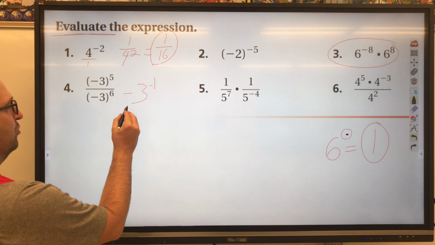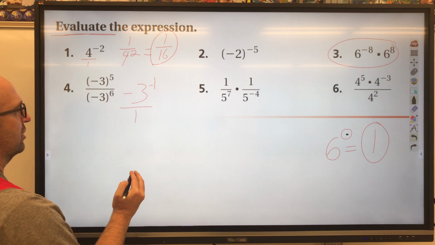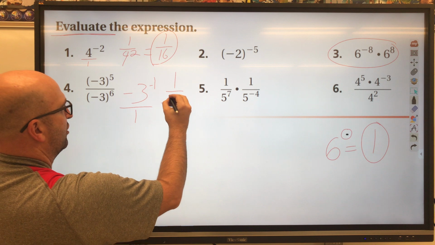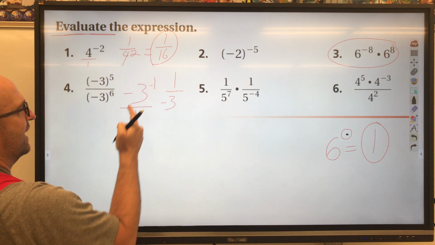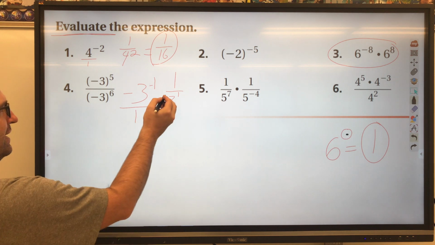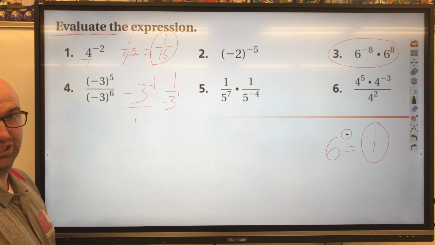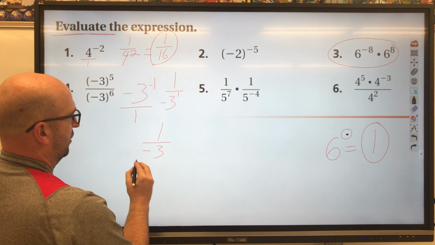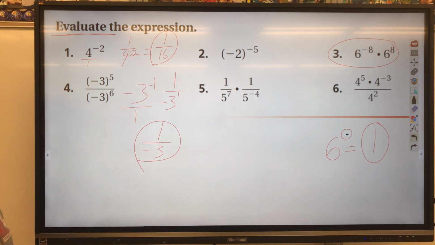So now we've got to find our reciprocal. So I put the 1 there. That means it's going to be 1 over negative 3. Since that's a negative 1, it's a positive 1. And negative 3 to the first power is just negative 3. So 1 over negative 3 is our answer.